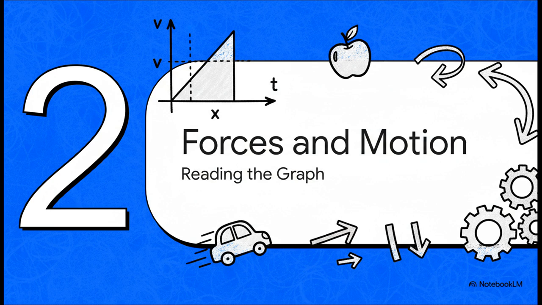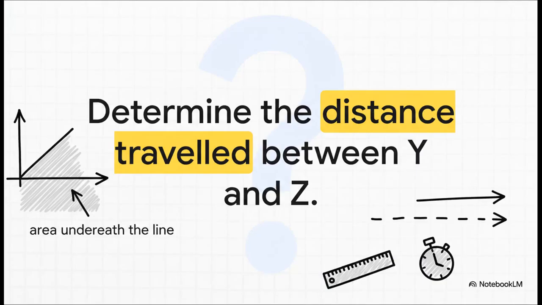Now, this is a classic. It's all about testing if you can pull the right data from a velocity time graph. This is a bread and butter skill in physics for sure. The question wants the distance traveled during a certain part of the trip. So what's the golden rule for finding distance on a velocity time graph? You got it. It's the area underneath the line.